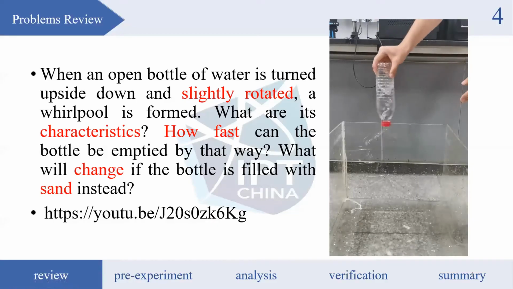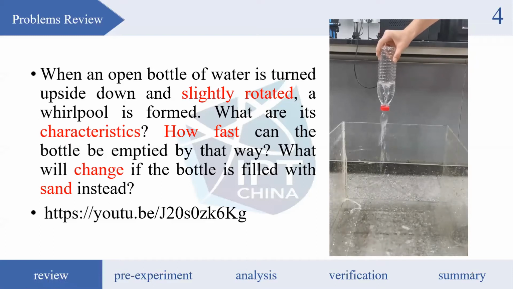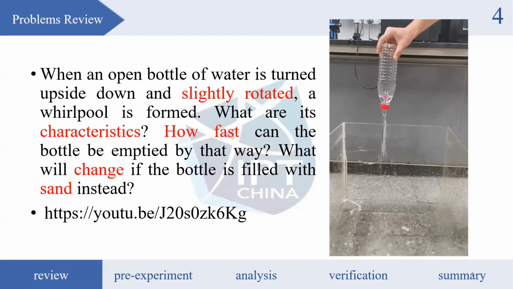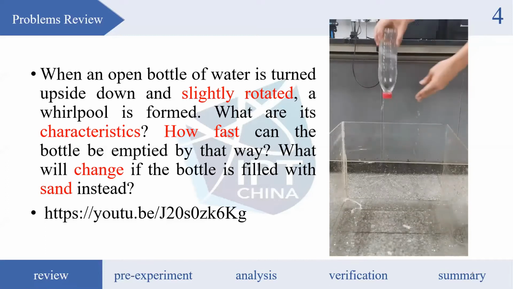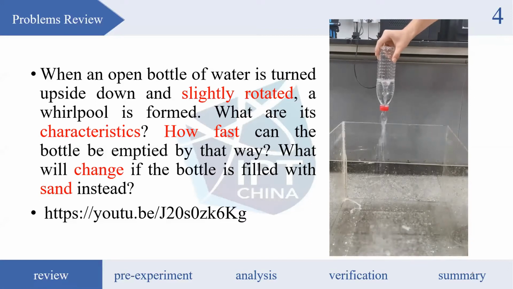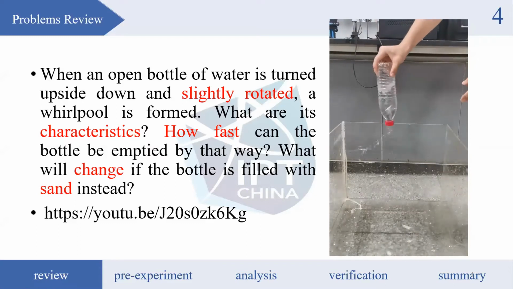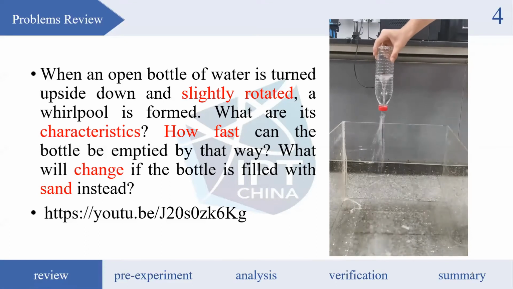You can pay attention to the video on the right. When an open bottle of water is turned upside down and slightly rotated, a whirlpool is formed. What are its characteristics and how fast can the bottle be emptied that way? What will change if the bottle is filled with sand instead? The keywords I extracted are slightly rotated, characteristics, how long, change, and sand.